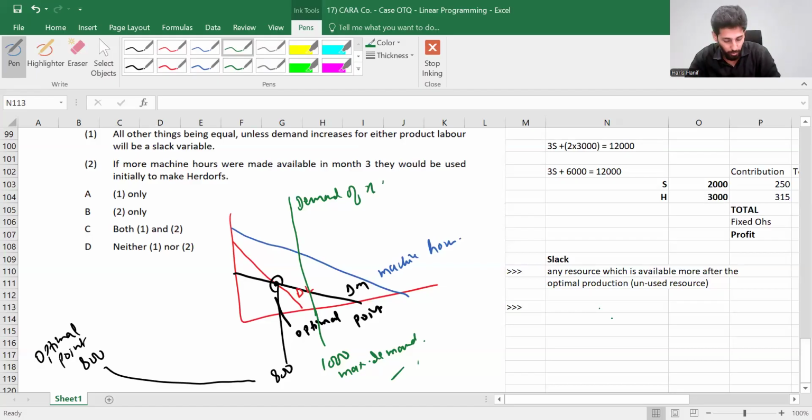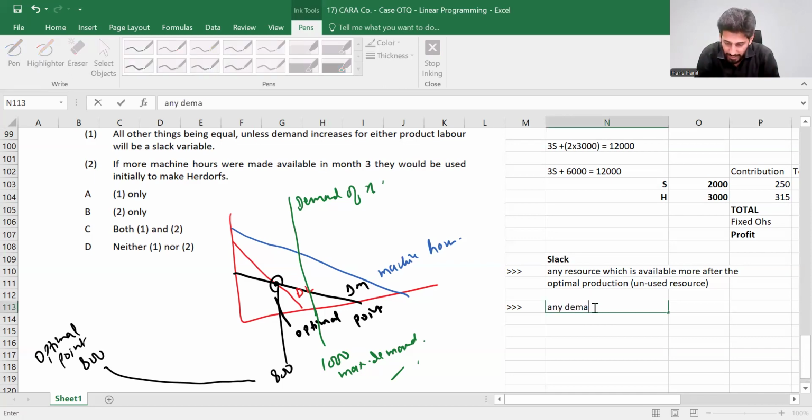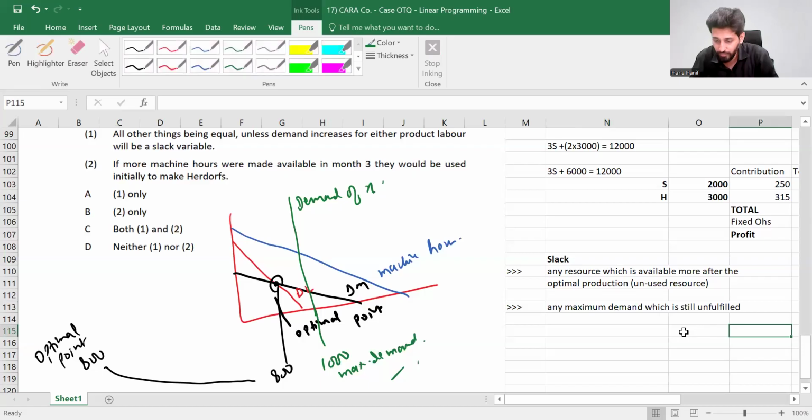So slack, one more point. What is slack? Number one is any resource. Number two, any demand, you can call it any maximum demand, which is still unfulfilled.